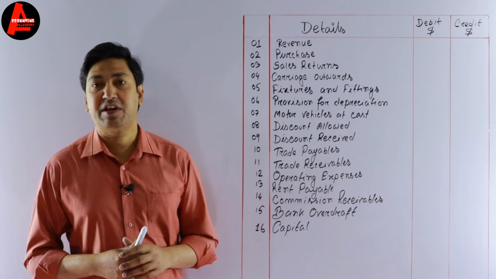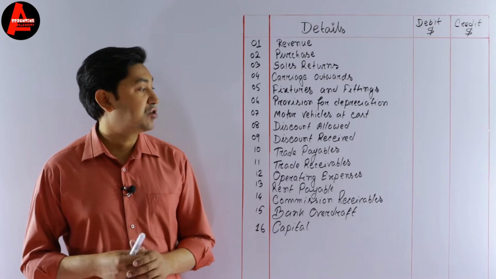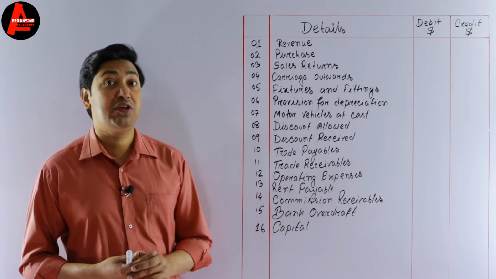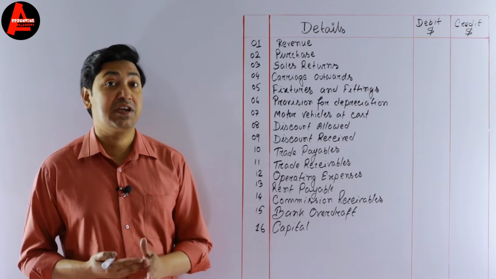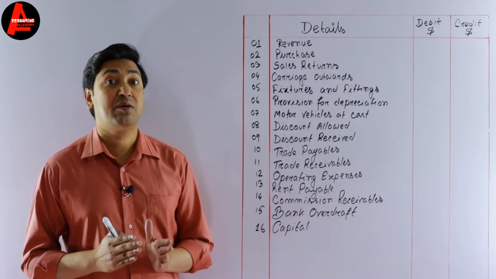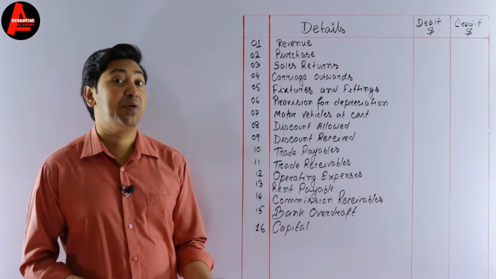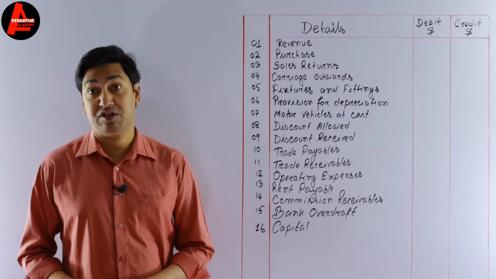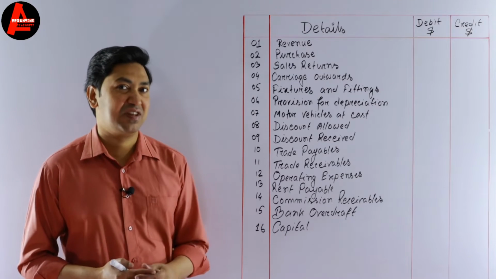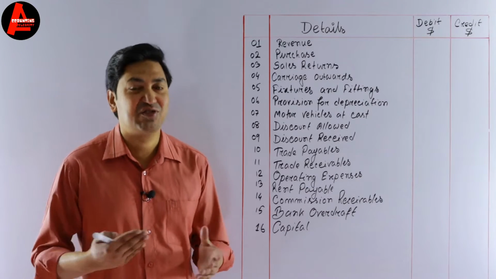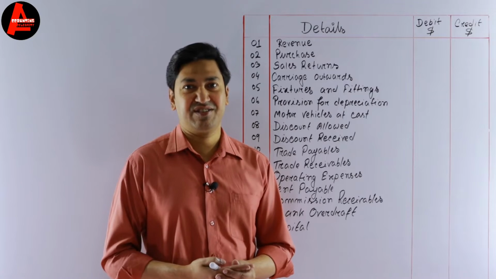So today our topic is trial balance. Many of you are confused when you prepare a trial balance because sometimes in the trial balance question you get two types of inventories. One is opening inventory, another one is closing inventory. So which one will be included here in this trial balance? I'll show you today. So no time to waste, let's get started.